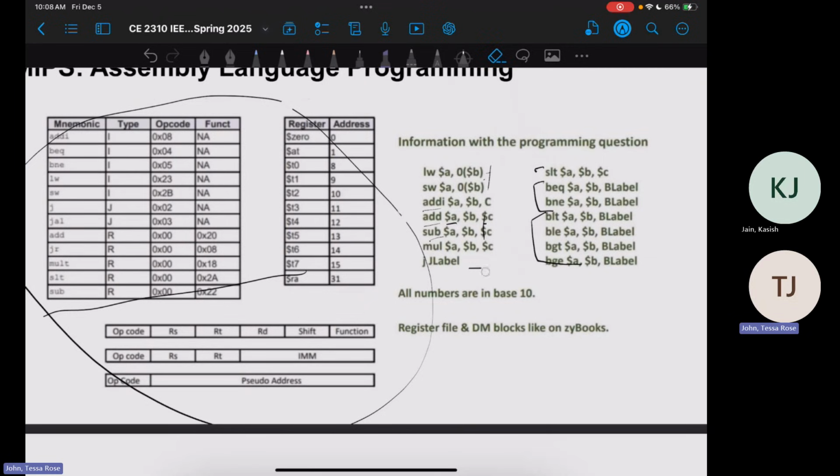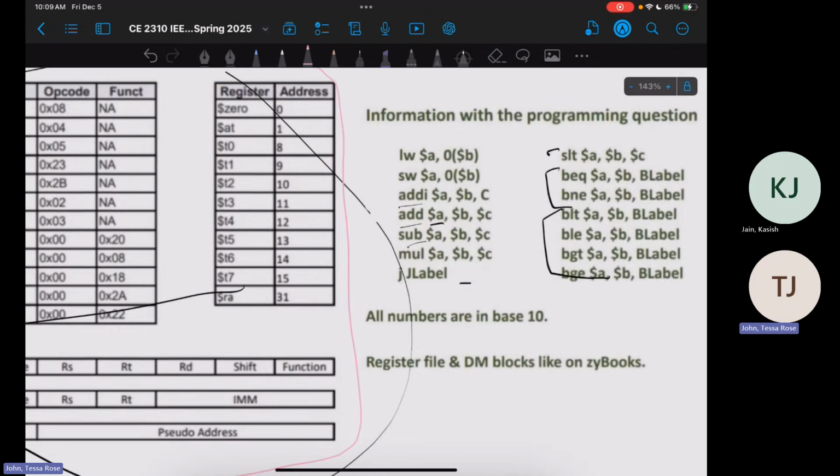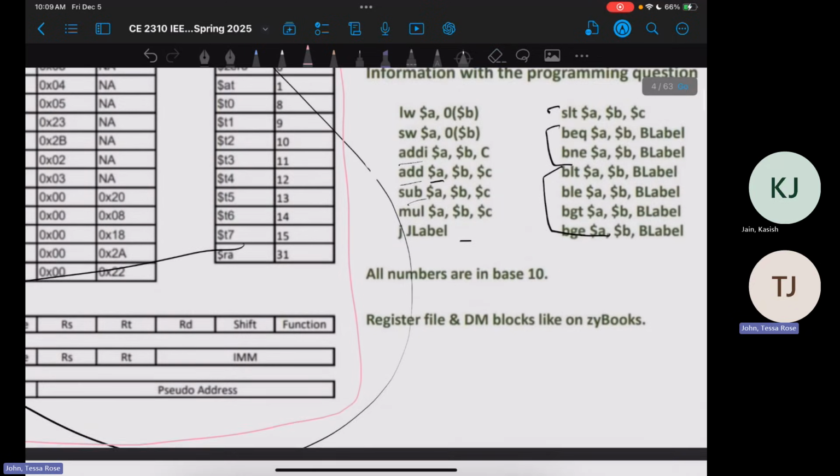So you're saying they're not gonna give us that on the right side? No, the exam is just gonna have this side. This is what you're given, but you'll have to memorize all of these.